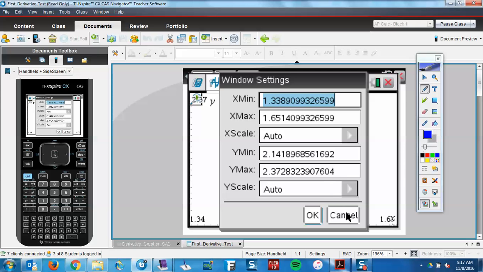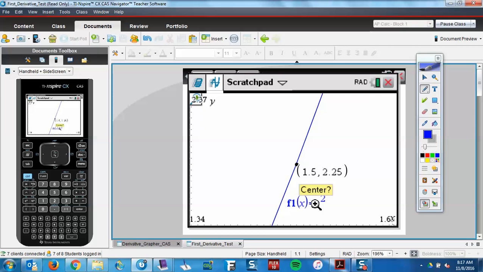But did it ever ask you for a window in any of the problems? Did one? Which one? 14A. Find a viewing window, perfect. Find a viewing window centered at 3 and where the graph appears to be linear. So there you go. You zoom in, zoom in, zoom in, zoom in. The graph looks linear. Write down your viewing window.